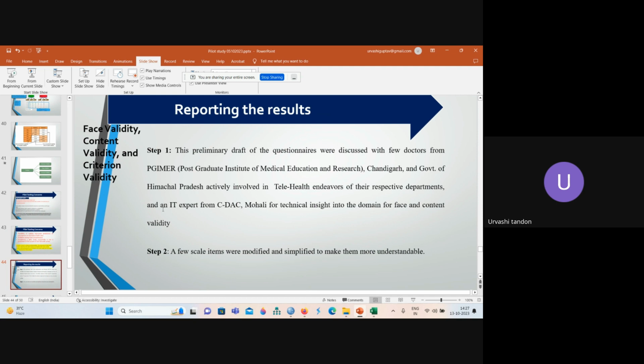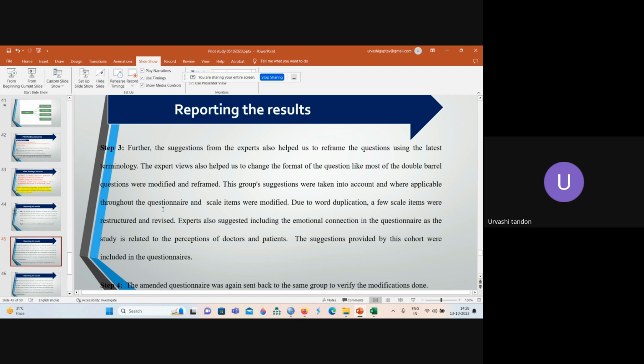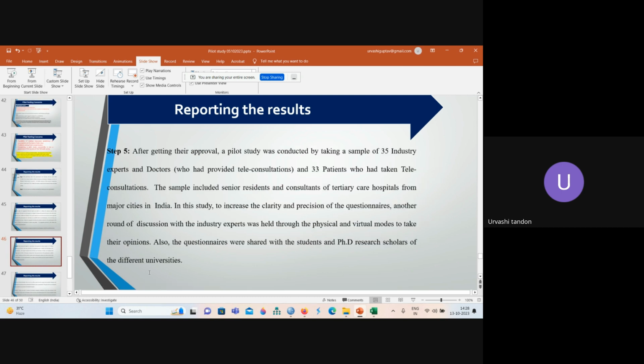Then this is reporting the results. These are screenshots from one of my students. Step one, the preliminary draft of the questionnaire was discussed with a few doctors; he was doing research on telehealth and telemedicine. Then a few scale items were modified and simplified. The suggestions from the experts helped us reframe the questions, and few items were removed or added. Importantly, the amended questionnaire was sent back to the same group to verify, and after that we reported the results.